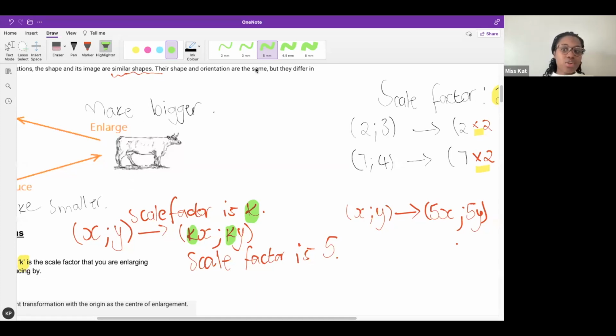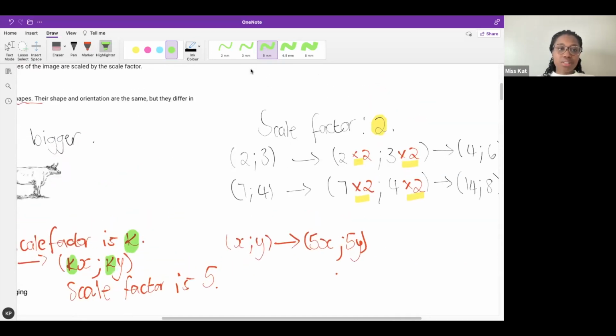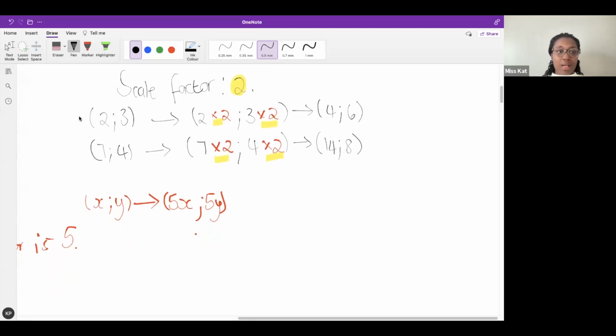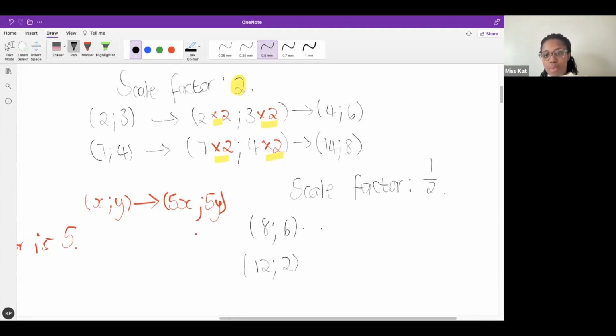If you are reducing, then your scale factor will be a fraction. Let me show you. So if you're reducing, let's say the scale factor is a half. And then my original coordinates are 8, 6, and let's go with 12 and 2. What happens if you multiply stuff by a half, guys? Does anyone know? So you do the same thing. So you're going to say 8 times a half.